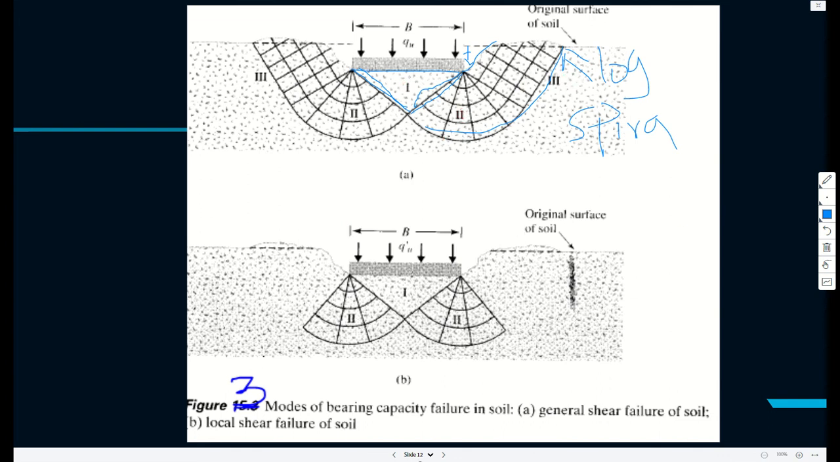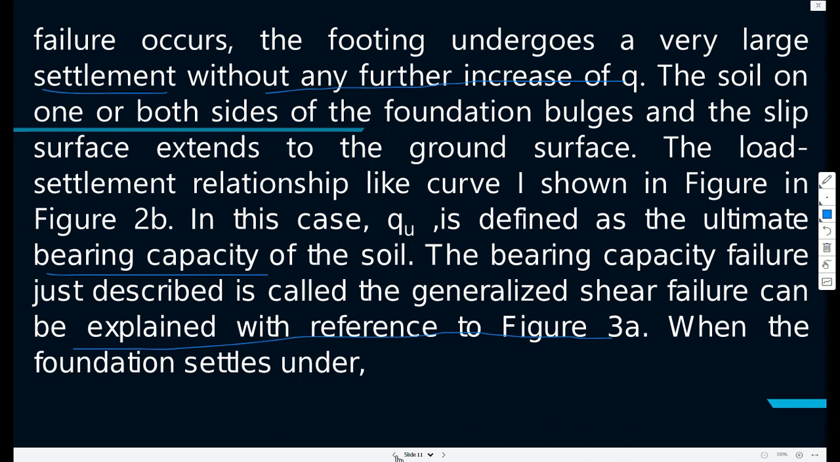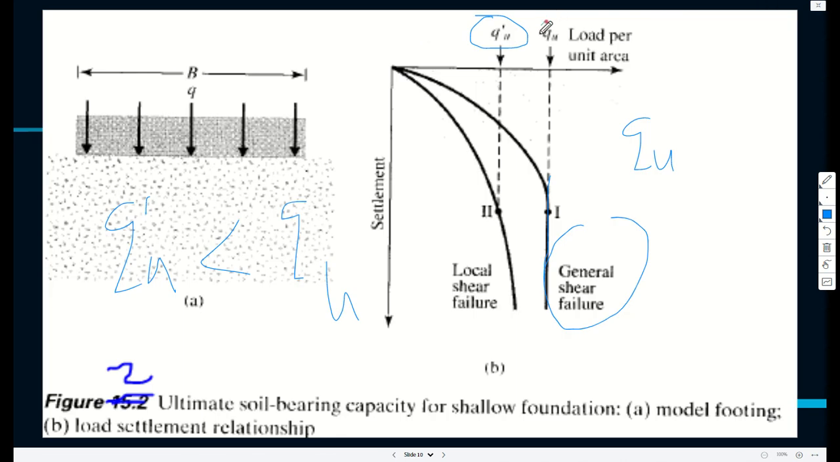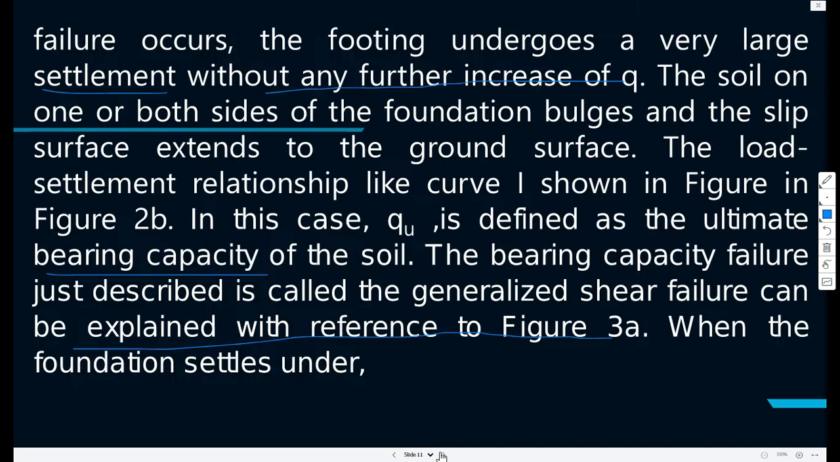Okay. So this is modes of bearing capacity failure. A, generalized shear failure, and this is localized. So the two things we are talking about. Generalized shear failure on part A affects a larger area, and this is local shear failure. That's why you can see the loadings are not the same. This affects a larger area, that's why it's higher than the local shear failure.